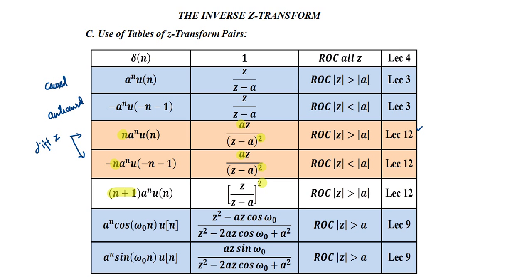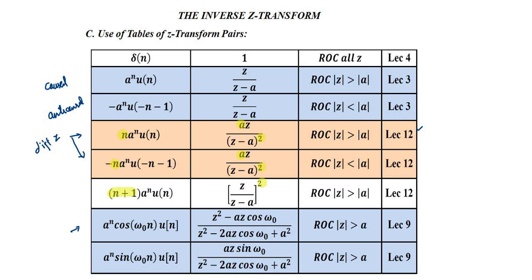Here z by (z minus a) the whole square, and the ROC is modulus of z. Okay, it's a combination of two signals. And another important result you need to remember about the cos and sine is a raised to n into cos omega 0 n into u of n. They are multiplying with cos and an exponential signal.